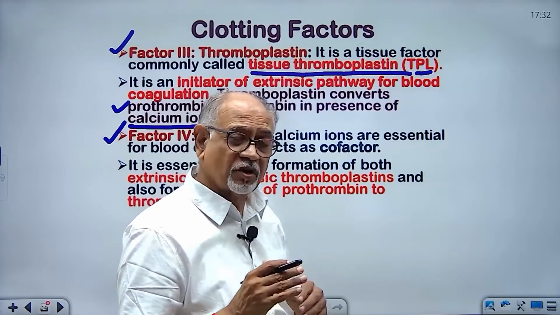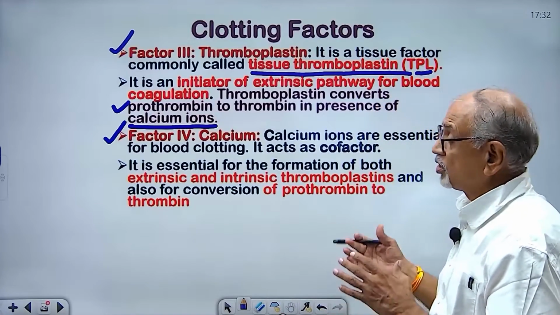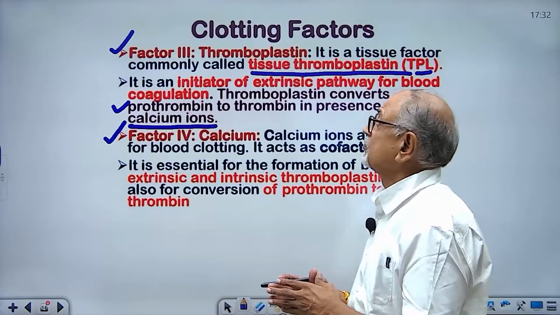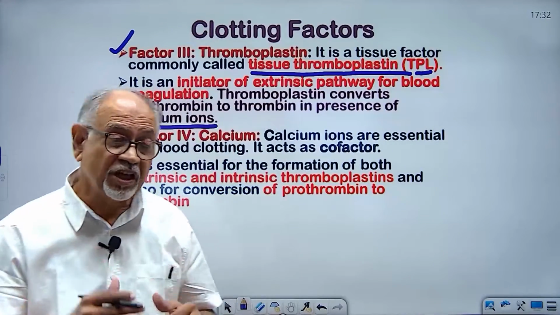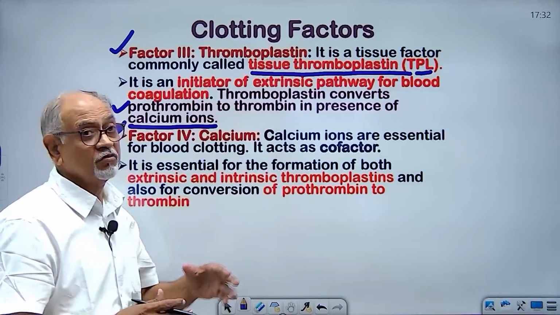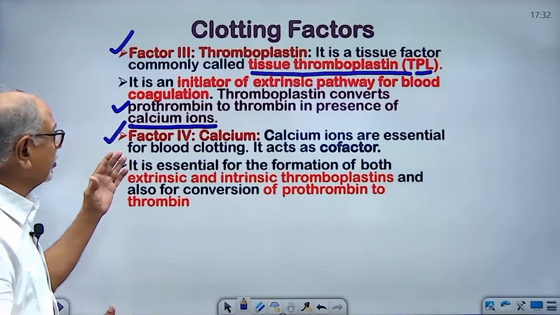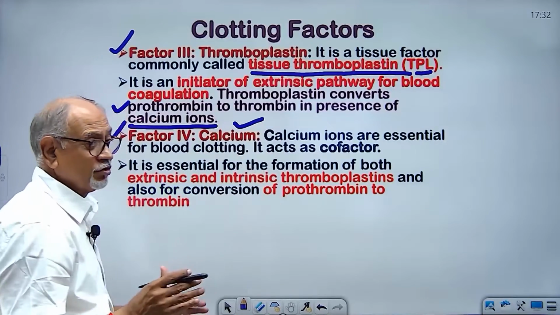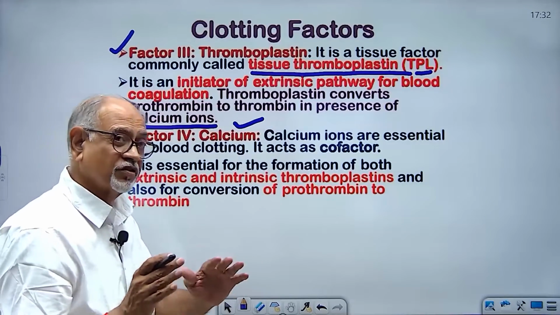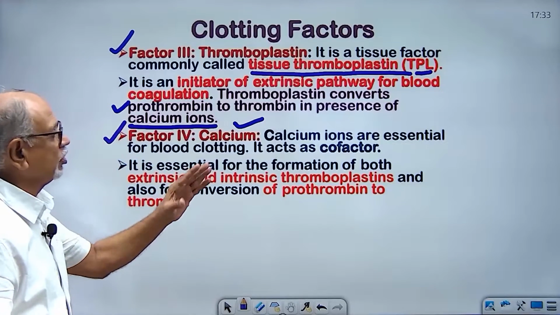So, factor number 1 is fibrinogen, factor number 2 is prothrombin, factor number 3 is thromboplastin which converts prothrombin to thrombin, and factor number 4 is calcium. So it is very easy to remember all these. These are all present inside the blood. Calcium ions are essential for blood clotting.